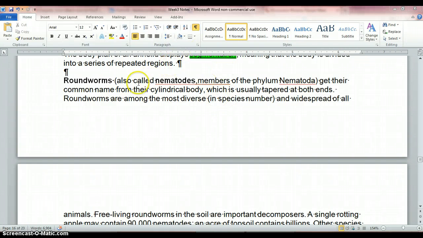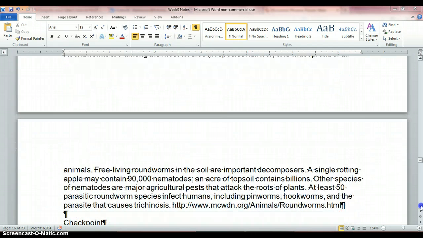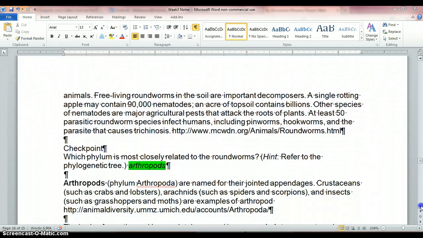So last time we left off at roundworms. At least that's what I think we left off at, so hopefully I'm right. Roundworms are part of Nematoda. They get their common name from their cylindrical body, which is tapered at both ends. Roundworms are the most diverse in species number and widespread of animals. So really, really common. Free-living roundworms are in the soil and are important decomposers. So basically all the dirt that you're on is roundworm poop.